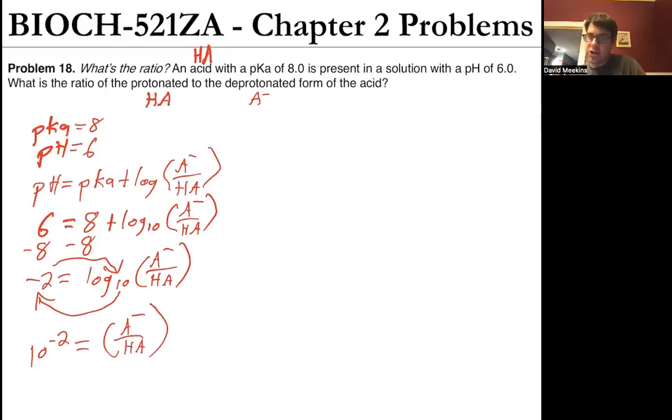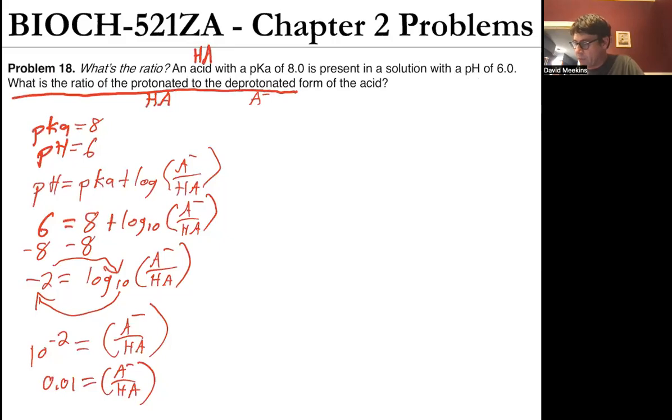So that ratio of deprotonated to protonated form equals 0.01. But it's asking you for the ratio of the protonated to the deprotonated form. So that's actually HA over A minus. I'm not going to do this to you on the exam. The book's just trying to push you a little bit. So really, you can just turn that negative into a positive. So it's 10 to the power of 2, which equals 100.